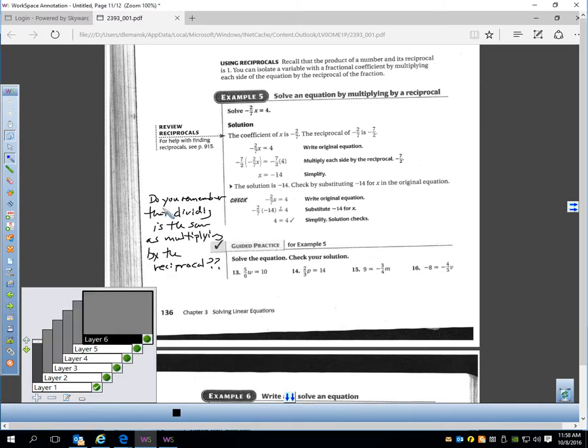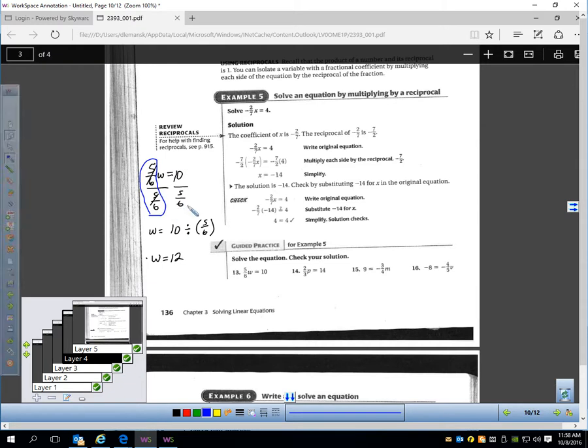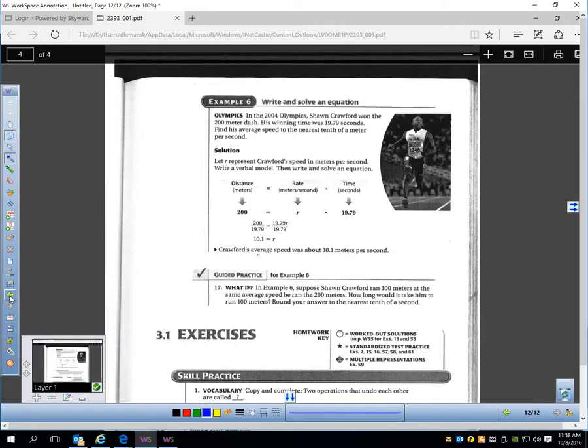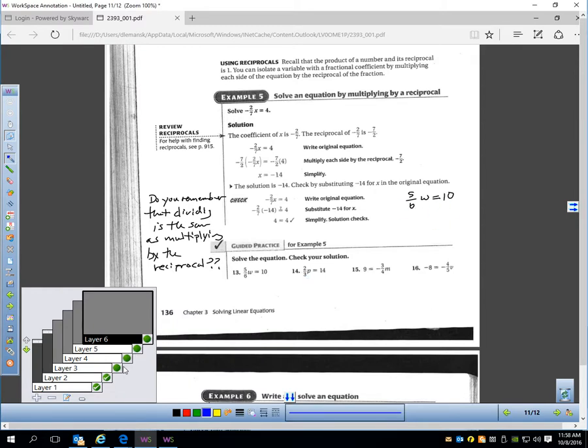Here's why. Do you remember that dividing is the same as multiplying by the reciprocal? So I can do this problem in two ways. I could divide by 5/6, which is what I did here, or here's the other way you could do it, and this is what the book is showing you. That same problem, instead of dividing by 5/6, we could multiply by the reciprocal. I'll multiply each side by 6/5. These are inverse operations. So times 5/6 times 6/5 cancels. I'll have w on the left, and 10 times 6/5 would give me 12. It doesn't matter if you divide each side, which I did in my prior slide, or if we multiply each side by the reciprocal, which is what this is showing me in the book.